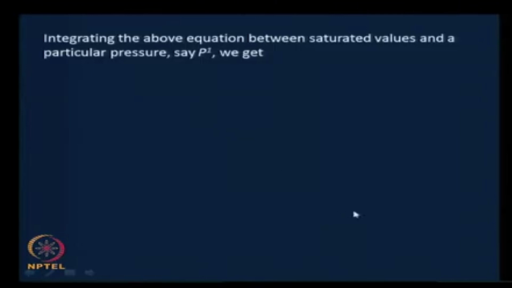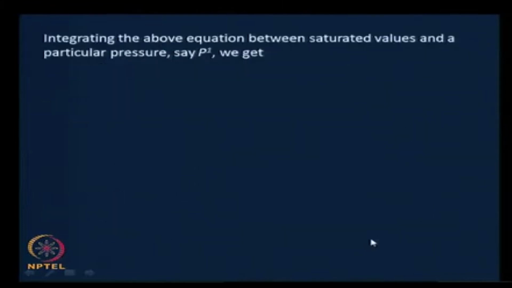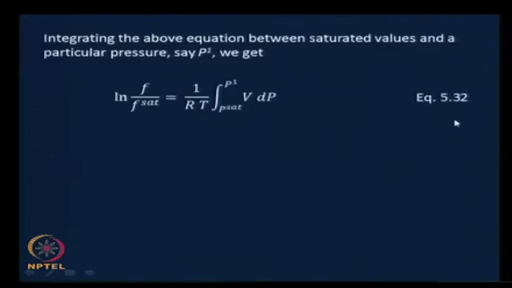If we integrate this expression between the saturated value and a particular pressure, let us say P1, we would get RT d ln f. We are going to integrate between a saturated pressure and a certain P1. Therefore, we will have to integrate the right hand side also. First, let us see the left hand side, d ln f, therefore ln f minus ln f sat, which is ln of f by f sat, that equals 1 by RT integral from P sat to P1 V dP. Let us call this equation 532.